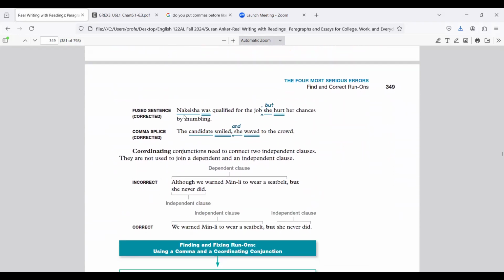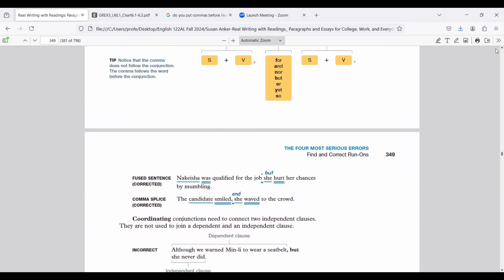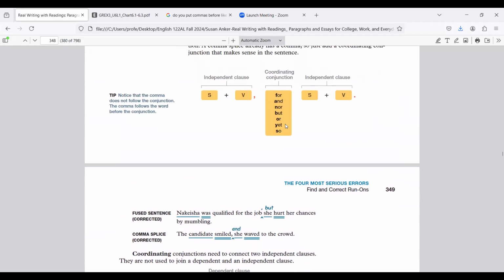Again, we have these few sentences. Nikisha was qualified for the job. She hurt her chances by mumbling. It's a contrast, so we use the word but. Some people ask me what's the difference between but and yet. Really, there's not much difference, and I'd say they're fine. So here you could say yet.